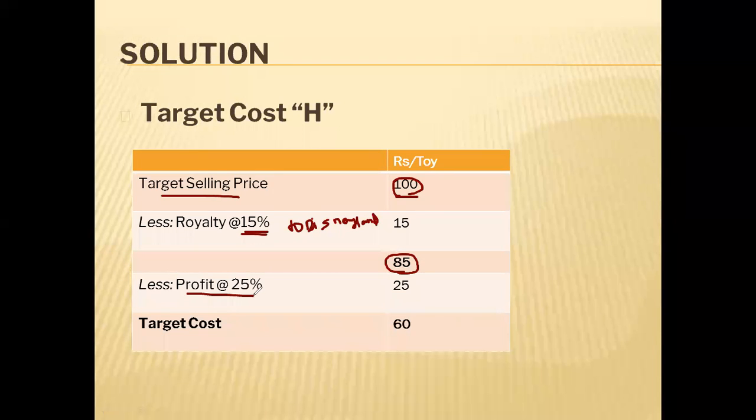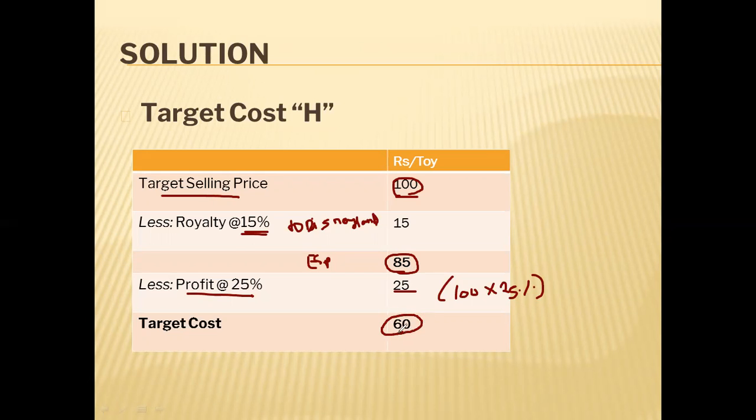Less profit at 25%. This is the desired profit. So 85 is 25%, or 100 is 25%? 100 is 25%, no? Because it is said that profit is 25% of selling price. Understood? So 100 into 25% will be 25. But net effective selling price is 85 only. So 85 minus 25, our target cost is 60.